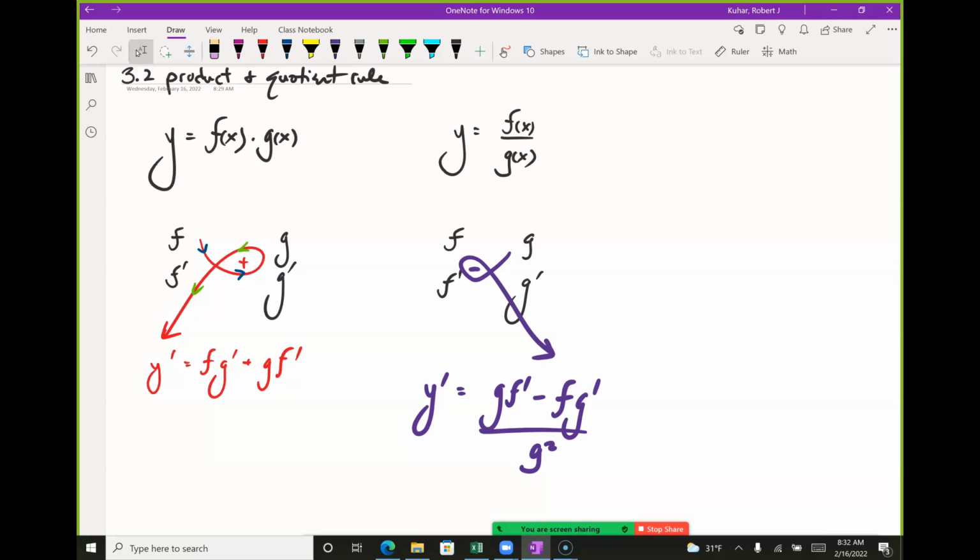I'm going to prove the product rule today. But you'll see, I'll do this every time I do it. For a while, I'll present it this way.